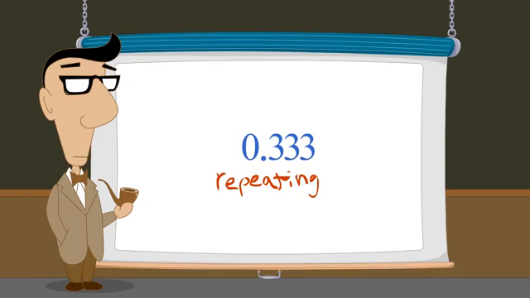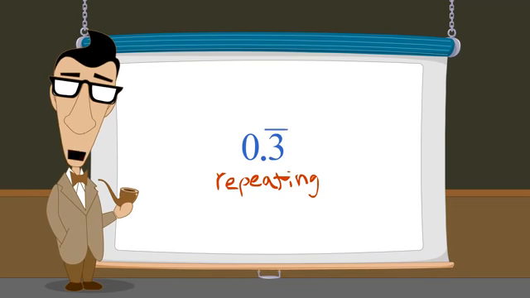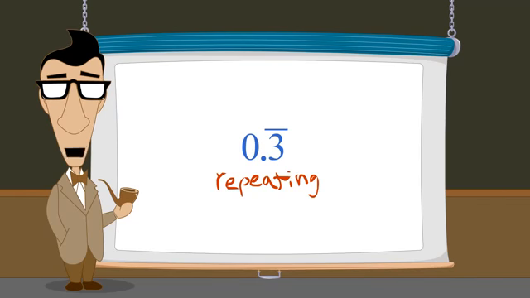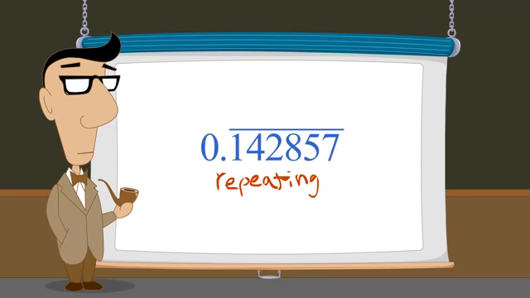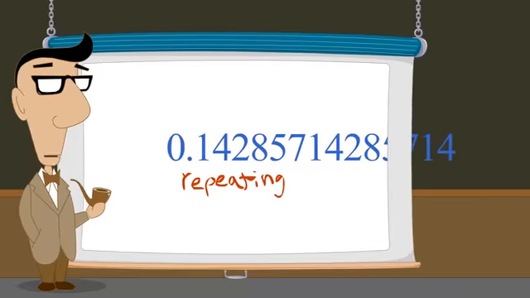Repeating decimals can be written with 3 dots, called an ellipsis, to indicate that the pattern repeats forever, or a bar can be placed over the digits which repeat. For instance, we can indicate a repeating 3 by placing a bar over the 3. Likewise, a bar over a sequence of digits indicates that the sequence repeats forever.